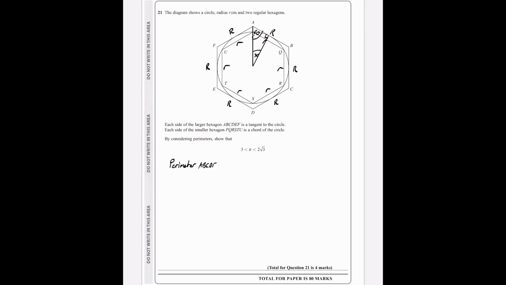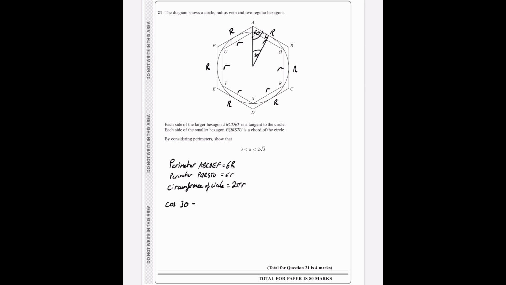Okay, so the perimeter of the larger hexagon will be all the capital R's added together, 6 R's. The perimeter of the smaller hexagon will be all the little r's added together, that's 6 lots of little r. And the circumference of a circle that's in between them both will be 2 pi times little r. The radius of the circle is going to be the same as little r. You can see that as it runs round.